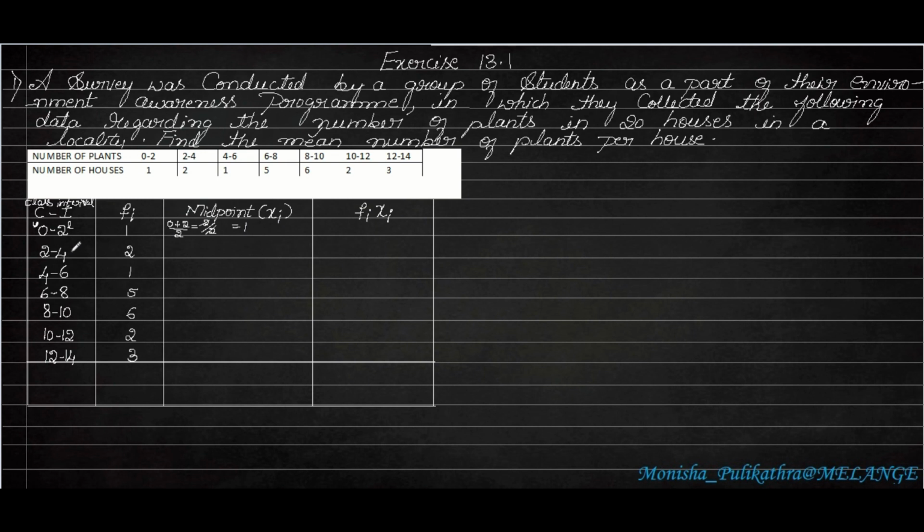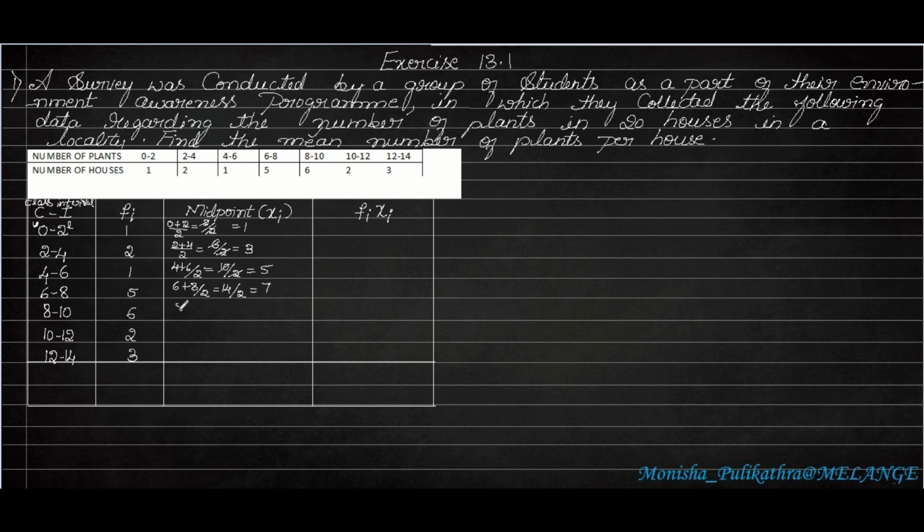Next is 2 and 4. 2 plus 4 is 6, divided by 2, that is 3. Next is 4 plus 6, which is 10, divided by 2, that is 5. Next is 6 and 8. 6 plus 8 is 14, divided by 2, that is 7.